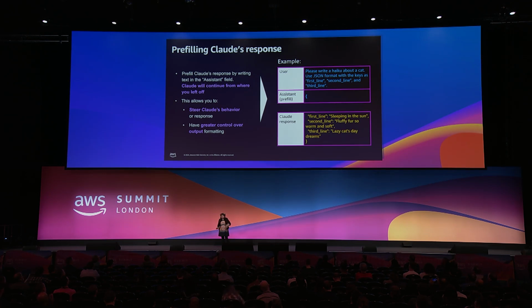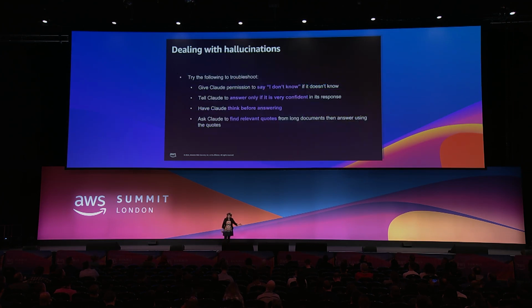And then after all these techniques, I want to talk a little bit about how you can combine these techniques together to handle hallucinations and other troubleshooting. With hallucinations, there are a few things you should try, and this is generally for Claude. I imagine they also work for other models: you can give Claude permission to say, I don't know, if it doesn't actually know the answer.